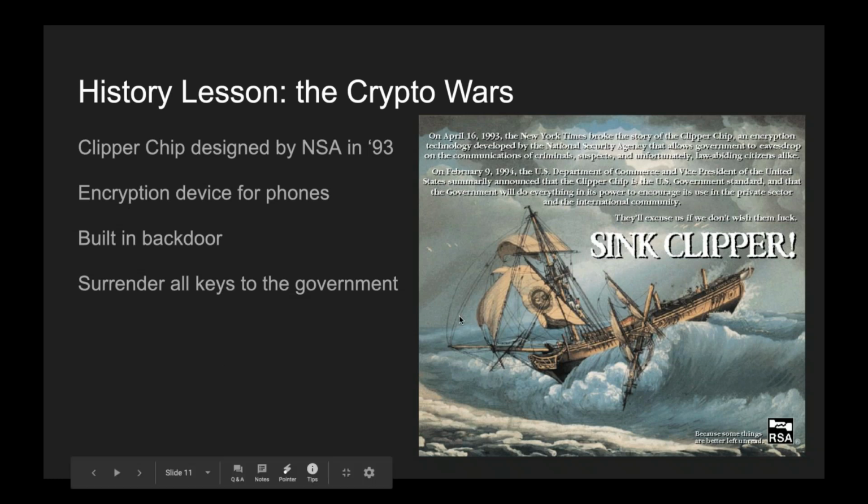And this poster on the right was created by the RSA company. They did a lot of the public pushback against the Clipper chip, and it ended up not being used very much. The crypto wars were a whole series of debates in the 90s about the uses of encryption, and that could be a whole talk in itself, but that's not what my talk's about.